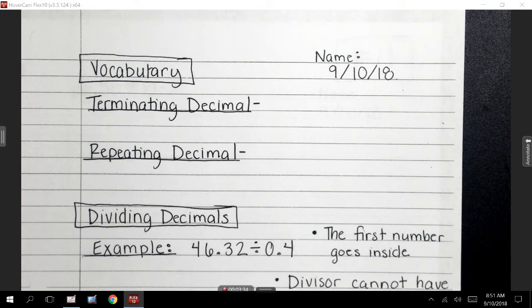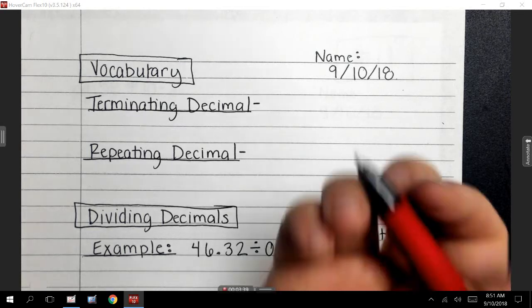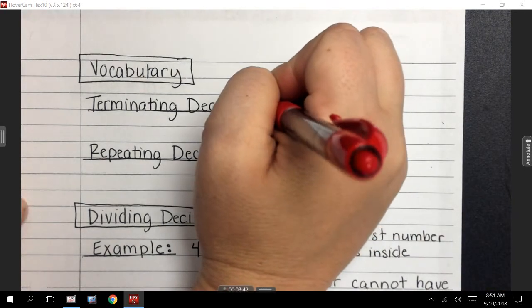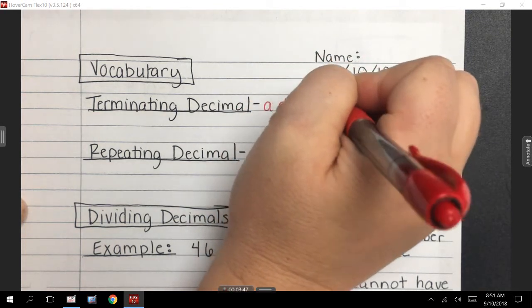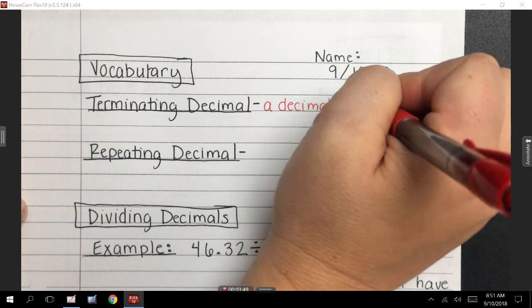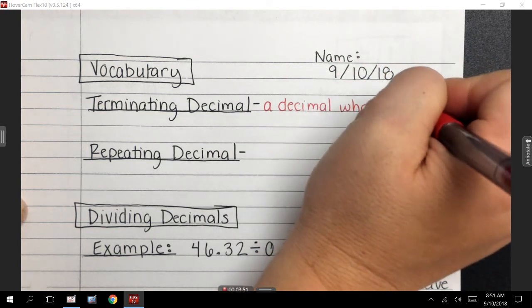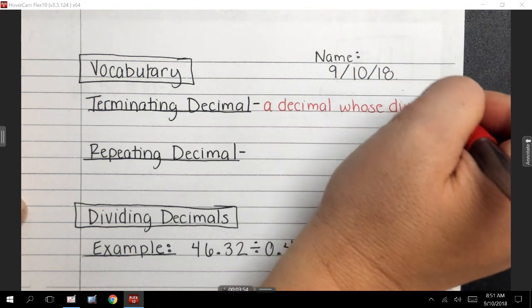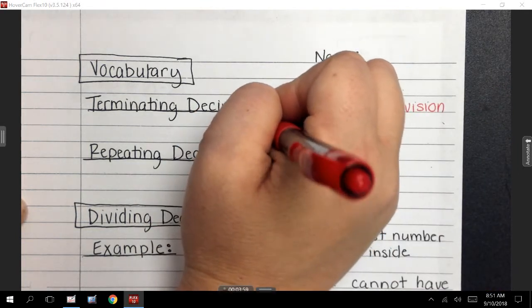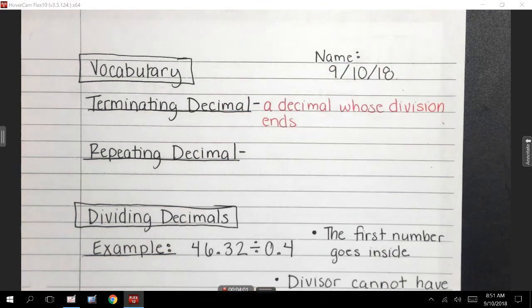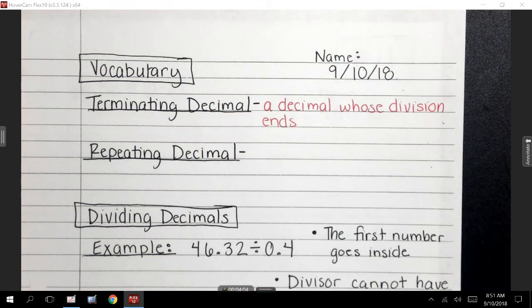All right, so the word terminating means to stop something from happening, to end something. Same thing with decimals, guys. A terminating decimal is a decimal whose division ends. You know where the pencil sharpener is. All right, so a terminating decimal is a decimal whose division ends. Basically, guys, a terminating decimal is a decimal that stops.